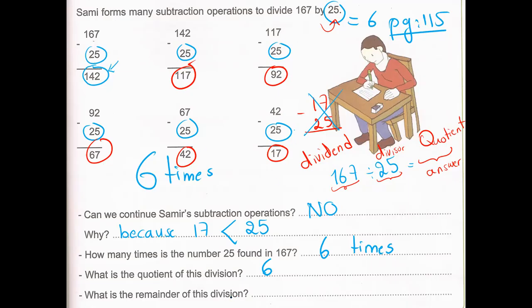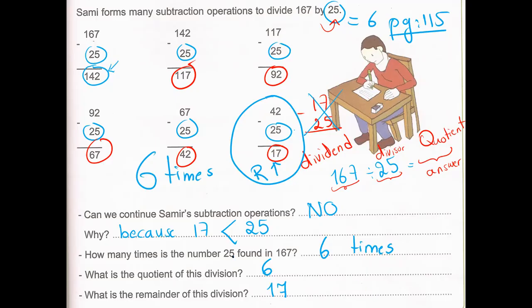Now, what is the remainder? The remainder is the number that is left with us, which is from the last operation I did. Okay? The answer is 17, so the remainder is 17, meaning 17 are left. So 25 is found 6 times in 167 and 17 are left. I can't find 25 in 17, so 17 are left.